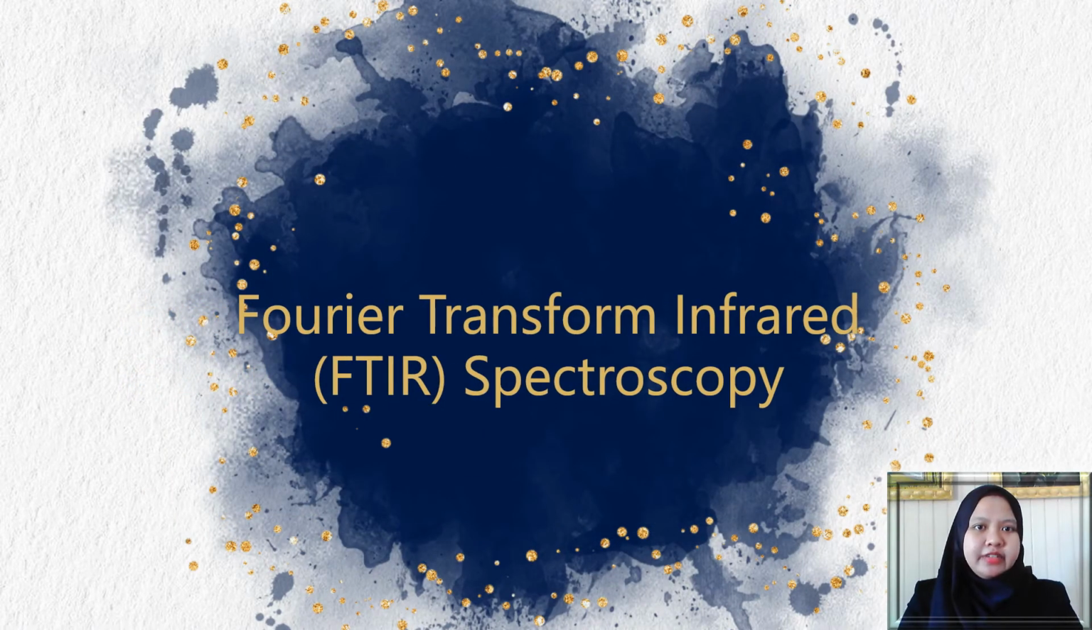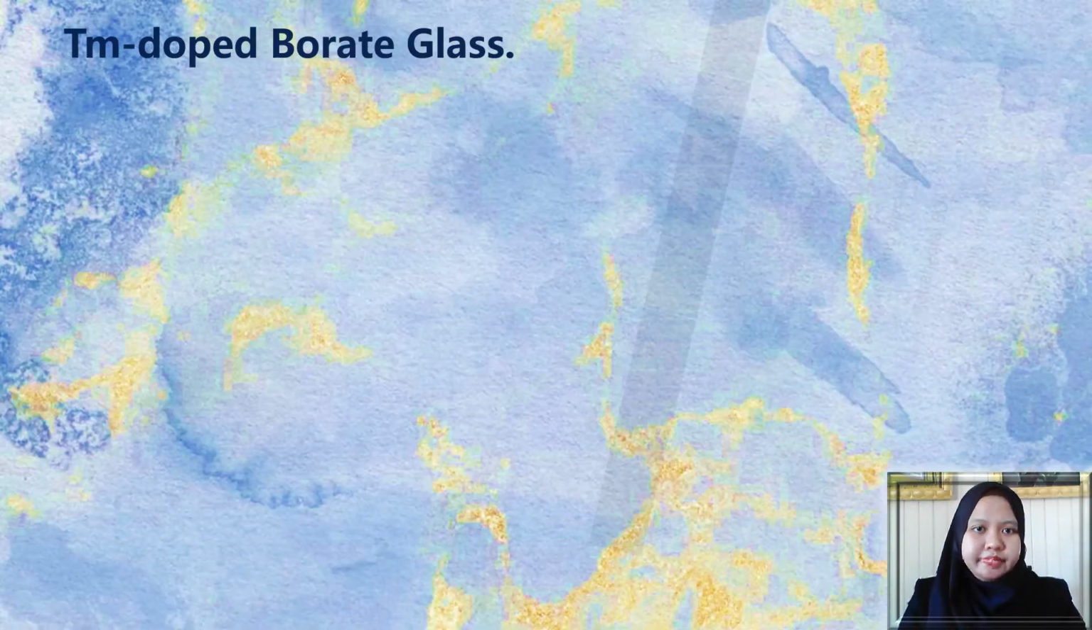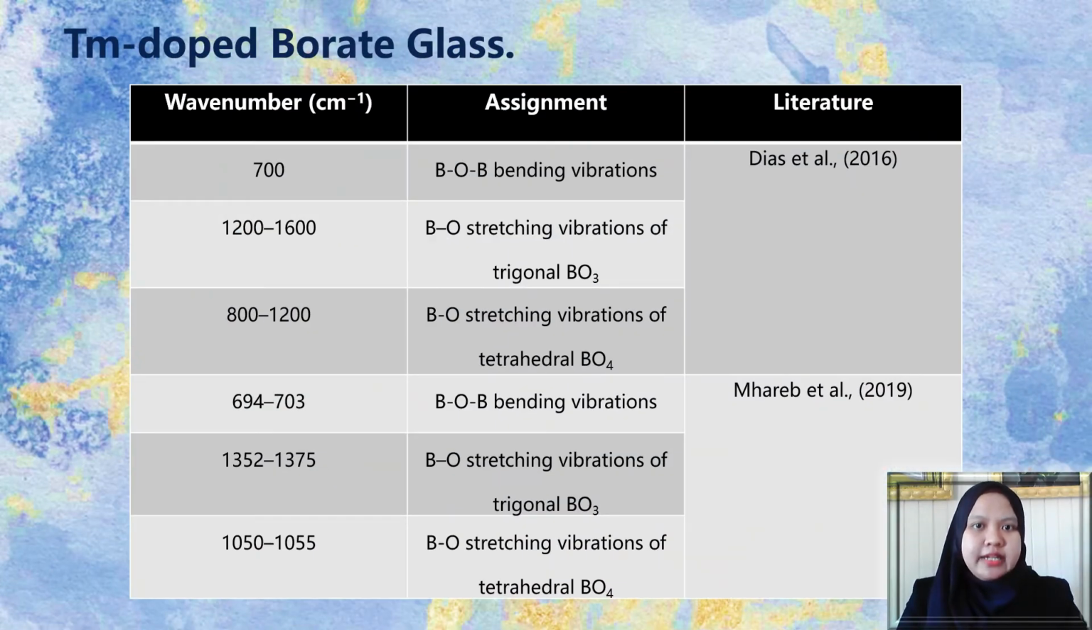The structure of the glass was studied extensively using the FTIR spectroscopic technique. The aim of this technique is to measure the absorption of infrared radiation by the sample material versus wave number and to identify molecular component and structure. The pure borate glass is made up of trigonal planar BO3 and tetrahedral BO4.